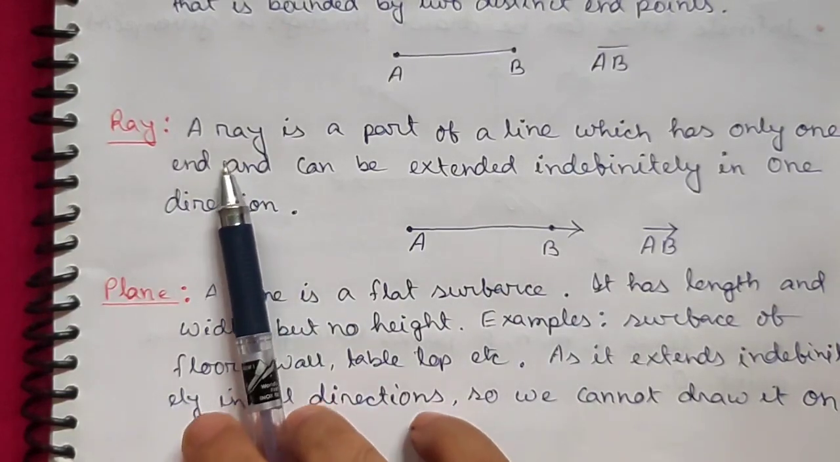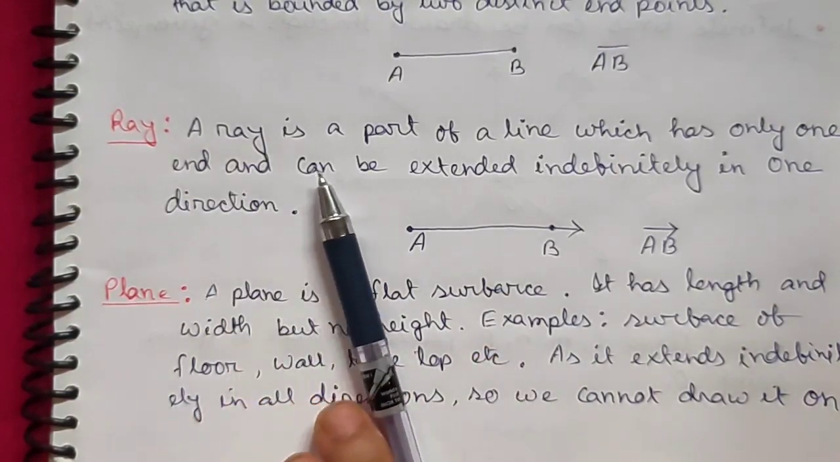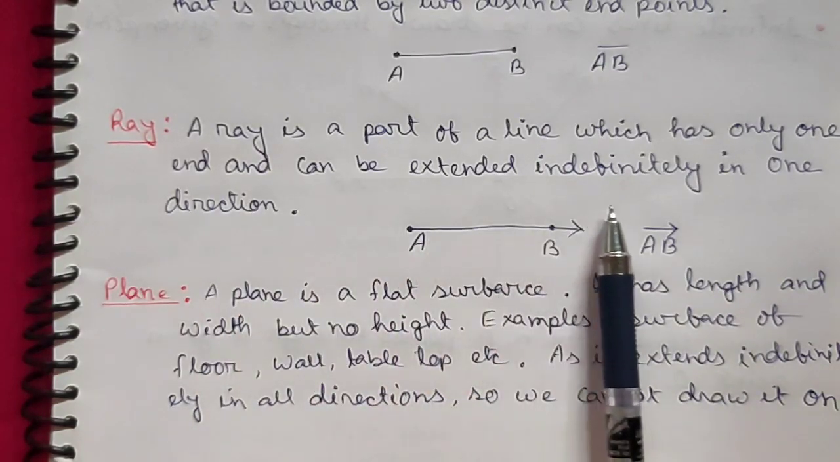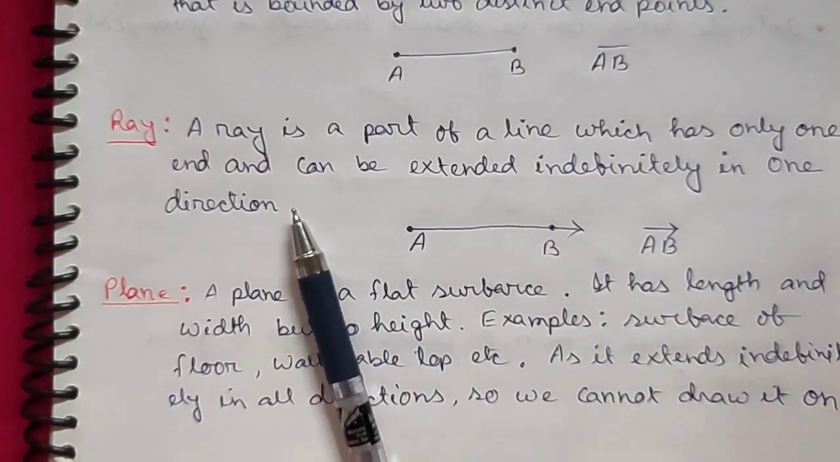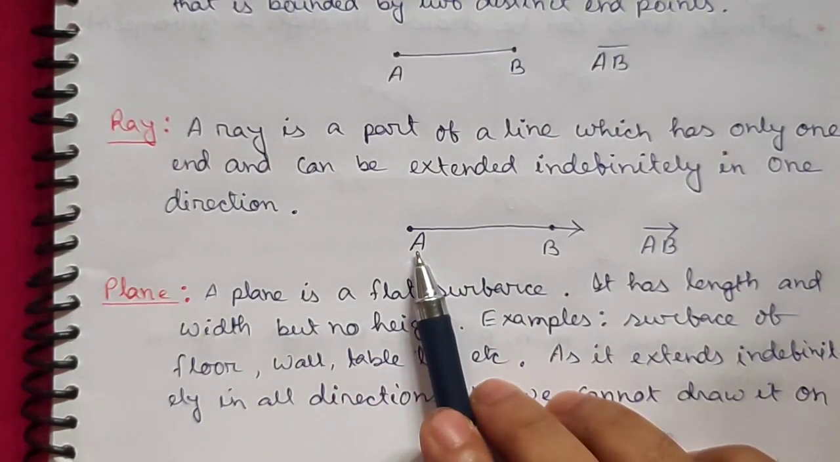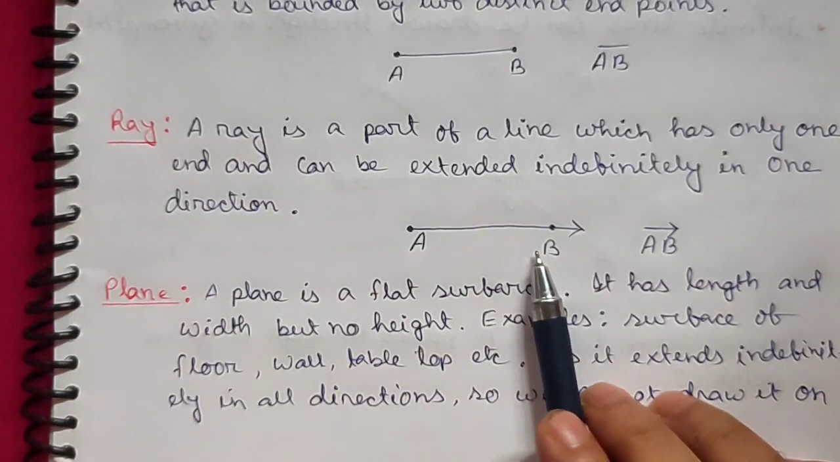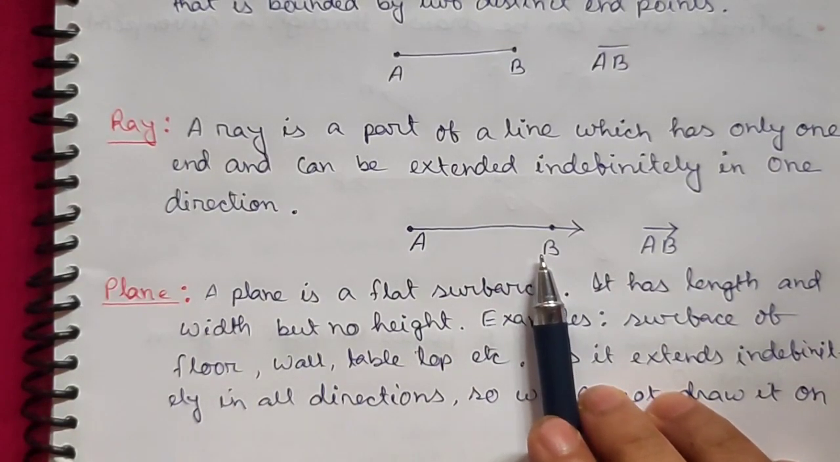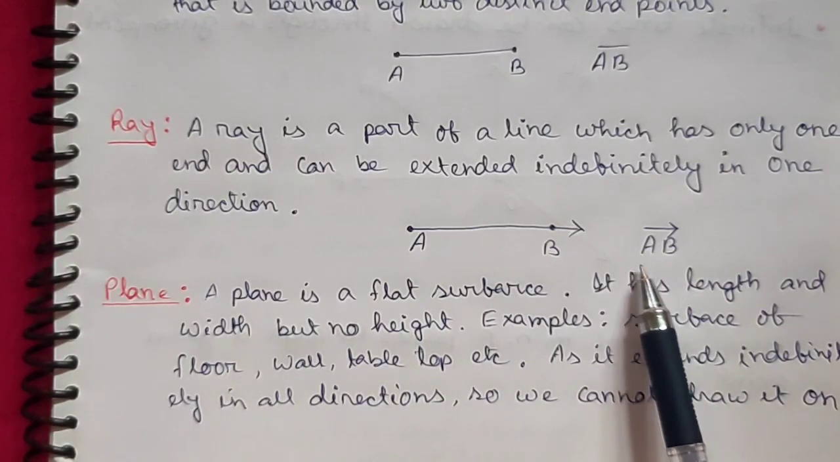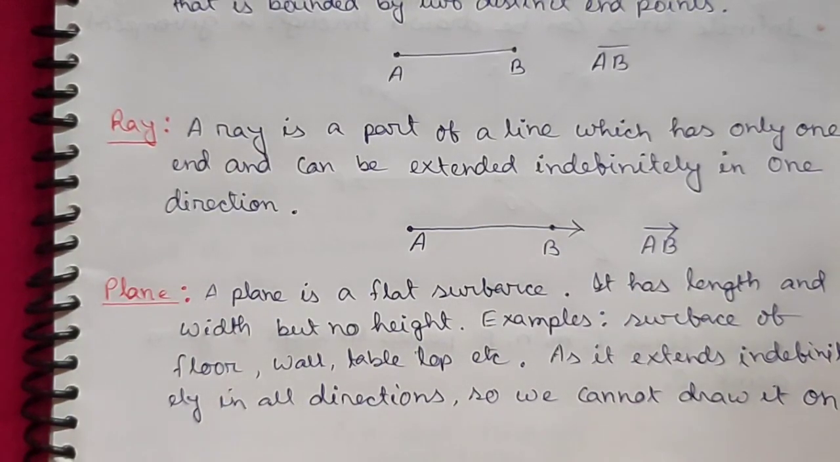So can we say a ray like this? A ray is a part of a line which has only one end point and can be extended indefinitely in one direction. Look here, here the ray started from point A and it is extending towards infinity through point B. And if we write like this, this represents ray AB.